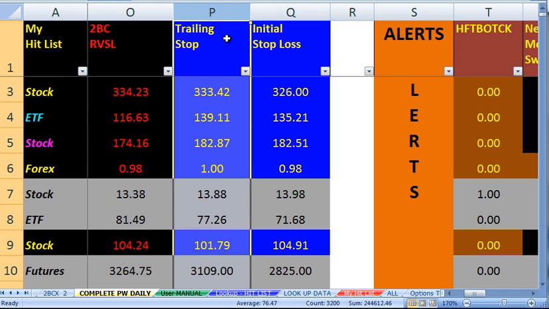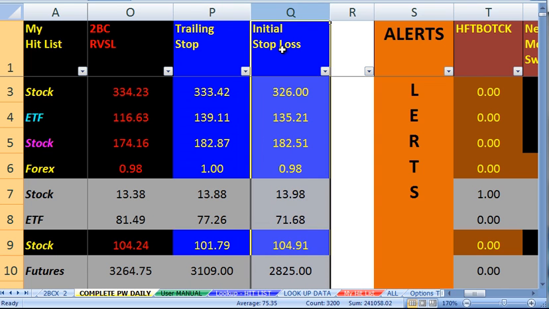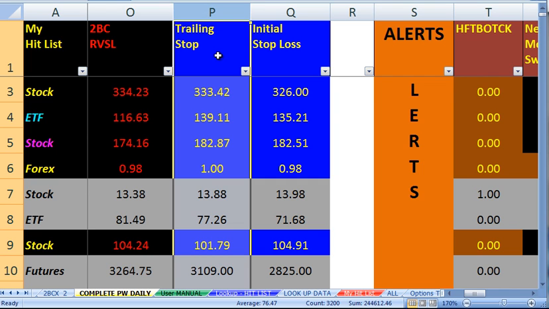All right, column P, you're familiar with that. That's where you put your trailing stop, and column Q is your initial stop loss. You use the initial stop loss when you first enter the market on a trade. Okay. If you're holding position overnight, this is where you put your first stop limit at. The close of the next day is where you will start using your trailing stop.